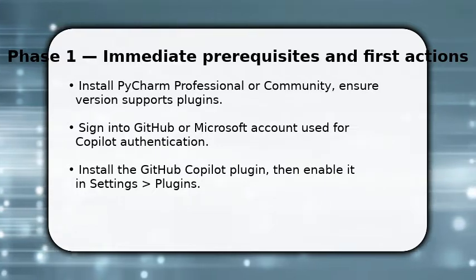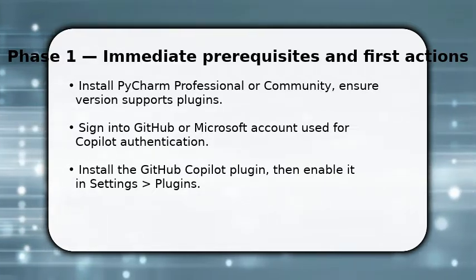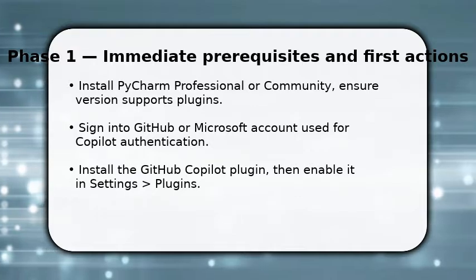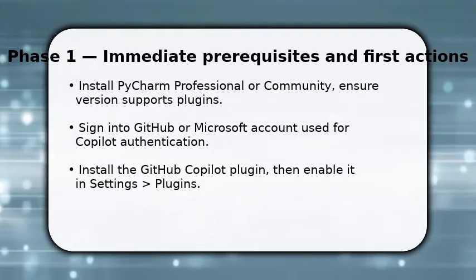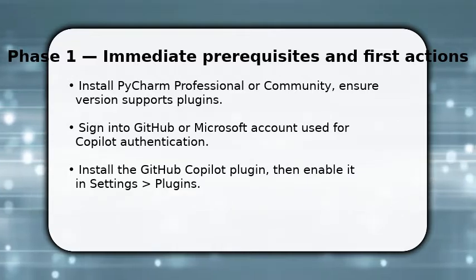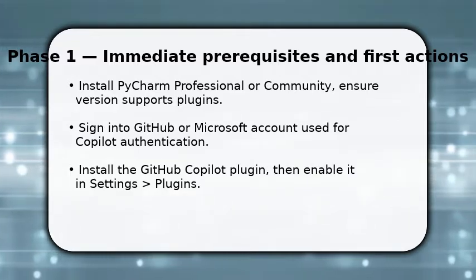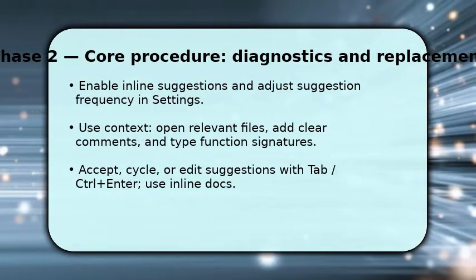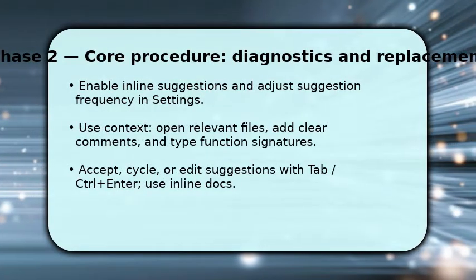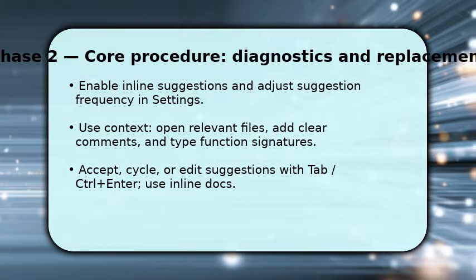Make sure Git is configured in PyCharm, since Copilot often uses repo context. Now that authentication is complete, you're ready to enable inline suggestions and move into active use. You now configure behavior and practice real prompts. Open settings and tune suggestion frequency and inline placement. Lower frequency if suggestions feel noisy.